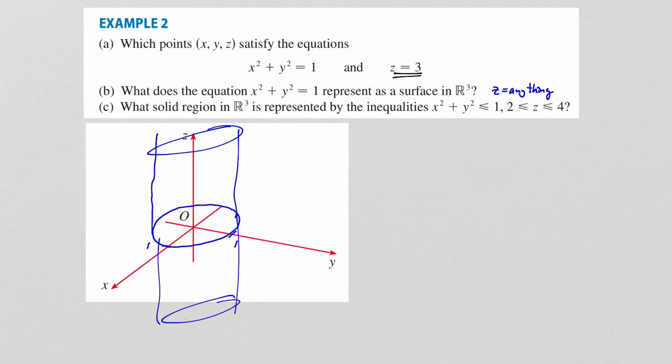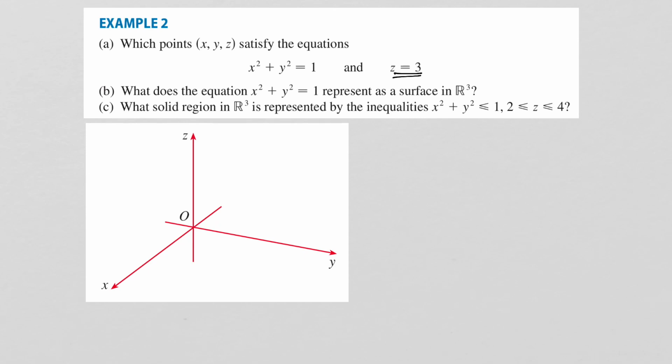right? So any point on this cylinder satisfies x squared plus y squared equals 1. And since z can be anything, it doesn't matter if z equals 1, if z equals 2, 3, 4, etc. Or in fact, if z is negative values as well.